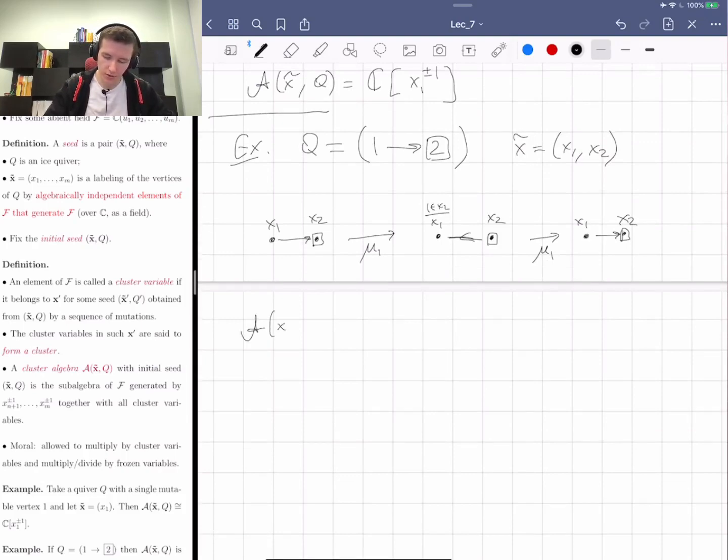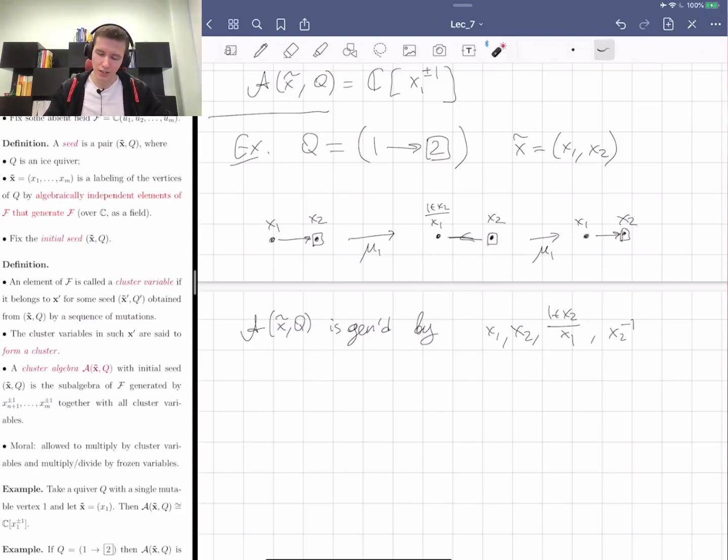And so the cluster algebra, x tilde comma Q, is generated by, what is it, x1 and x2, and then 1 plus x2 over x1. Is that it? Yes, also x2 inverse. This is a pretty random example, just a small one. So I'm allowed to multiply any combination of these things together and add any several such combinations. Now you can ask questions like: does x2 over x1 belong to A?